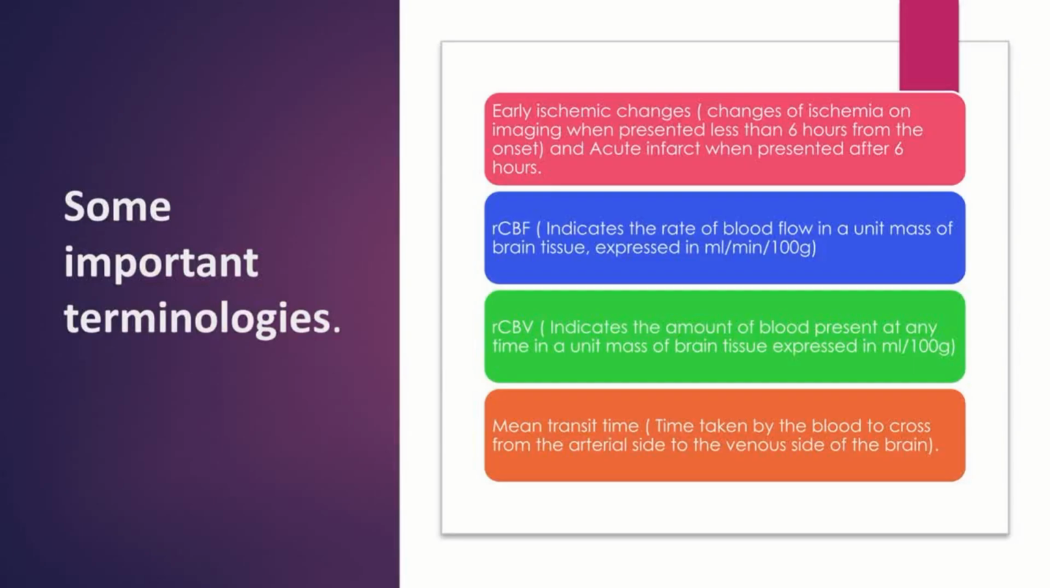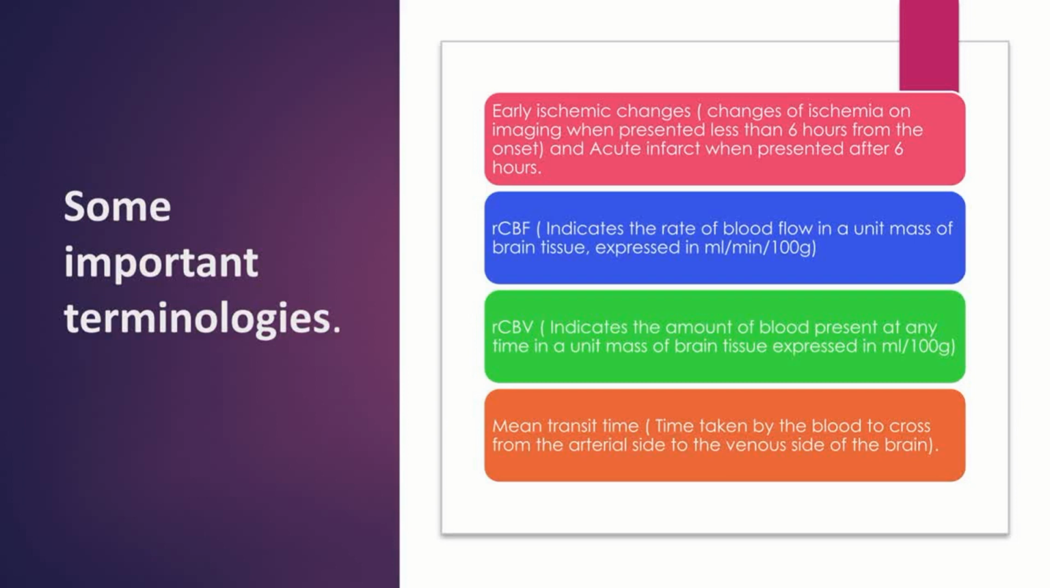Some important terminologies. 1. Early ischemic changes: changes of ischemia on imaging when presented less than 6 hours from the onset, and acute infarct when presented after 6 hours. 2. rCBF indicates the rate of blood flow in a unit mass of brain tissue, expressed in milliliter per minute per 100 grams. 3. rCBV indicates the amount of blood present at any time in a unit mass of brain tissue, expressed in milliliter per 100 grams.